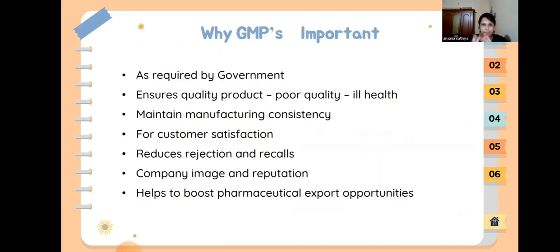Next, why is GMP important? As per the government requirement, it ensures a quality product; a poor quality or substandard drug will cause various ill health effects in the customers. It also maintains manufacturing consistency. If you prepare the medicine today, the same final product has to be obtained if you do it a second time also. For the purpose of consistency, you have to follow GMP. And for customer satisfaction, if you consistently produce the medicine, the customers will be happy. It also reduces rejections and recalls, and secures the company image and reputation. If all this happens, it will boost the pharmaceutical export opportunities for Ayurveda medicines.